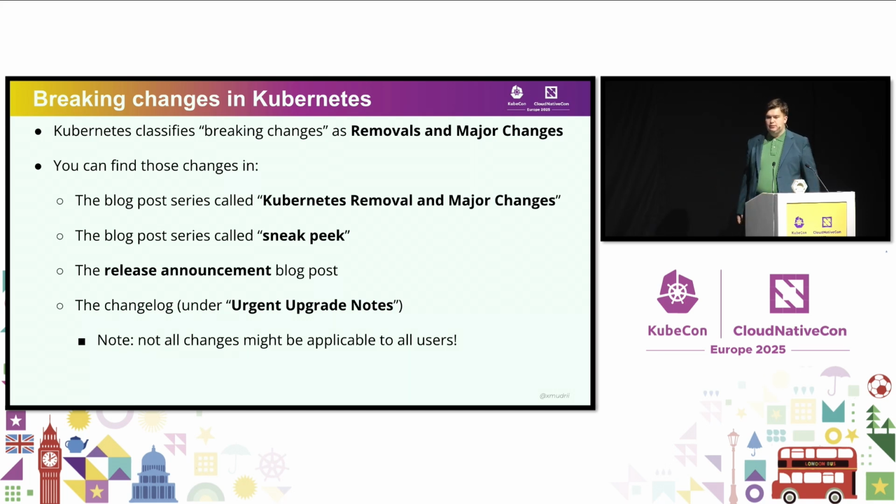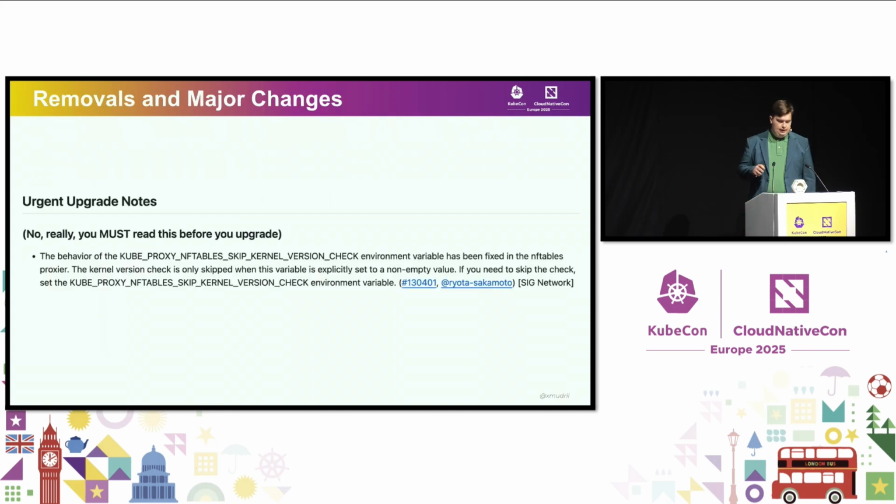Not all changes might be applicable to all users, especially if you are running on a cloud provider, some managed offering. A change in a kubelet CLI or some flag might not be interesting to you, but some other change, like an API has been deprecated, is probably much more important to you.